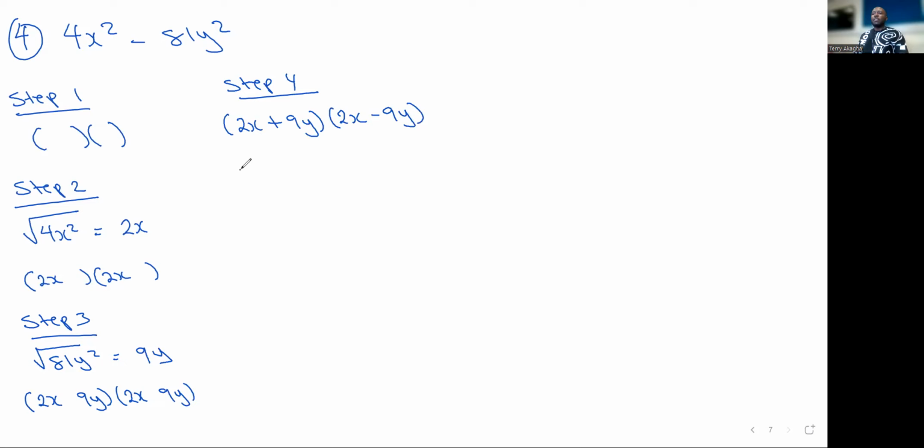Okay, then step 5, you then have to rewrite it. So that means you can now have 4x squared minus 81y squared is equal to 2x plus 9y and 2x minus 9y. So like I told you, the factorization is done here, okay? But usually they will ask you to find for the value. In case they ask you, then you have to equate it to be equal to 0.